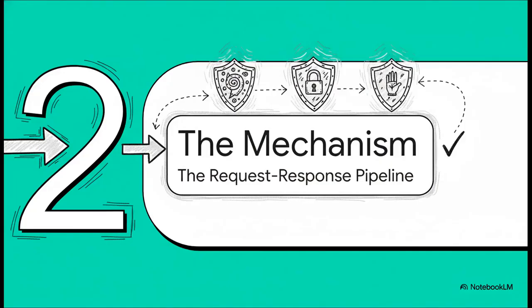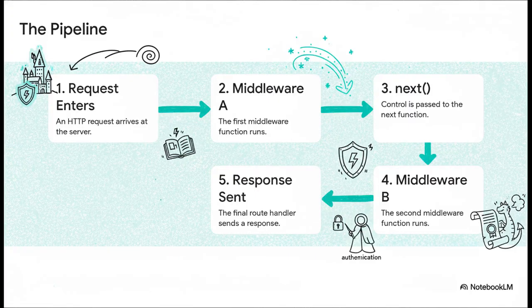And that next function is the absolute key to understanding the core mechanism of Express, this idea of a request-response pipeline. Just imagine a request coming into your application. It doesn't go straight to its final destination. Nope. Instead, it enters this pipeline. It gets handled by the first middleware, which can do whatever it needs to do. And if that middleware calls next, it passes the baton to the next middleware in the chain, and so on until it finally hits the route handler that sends back the response.